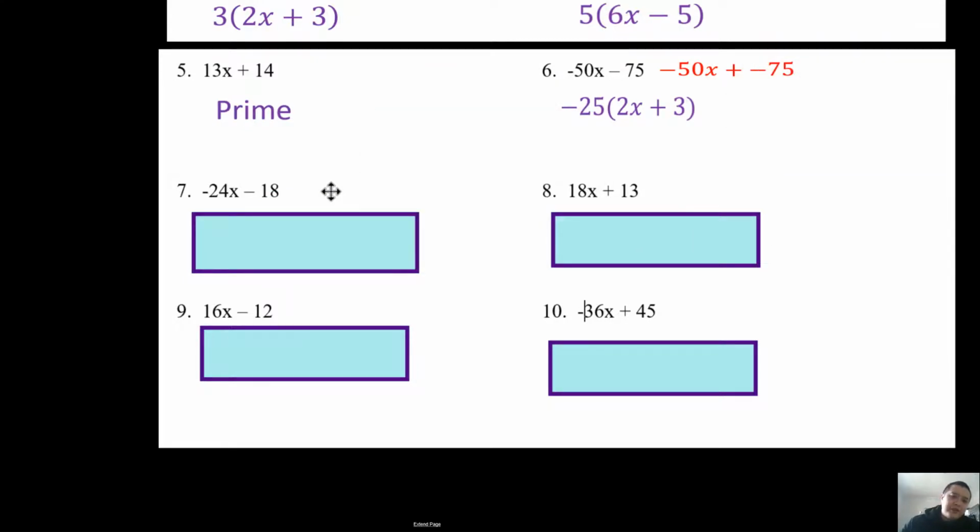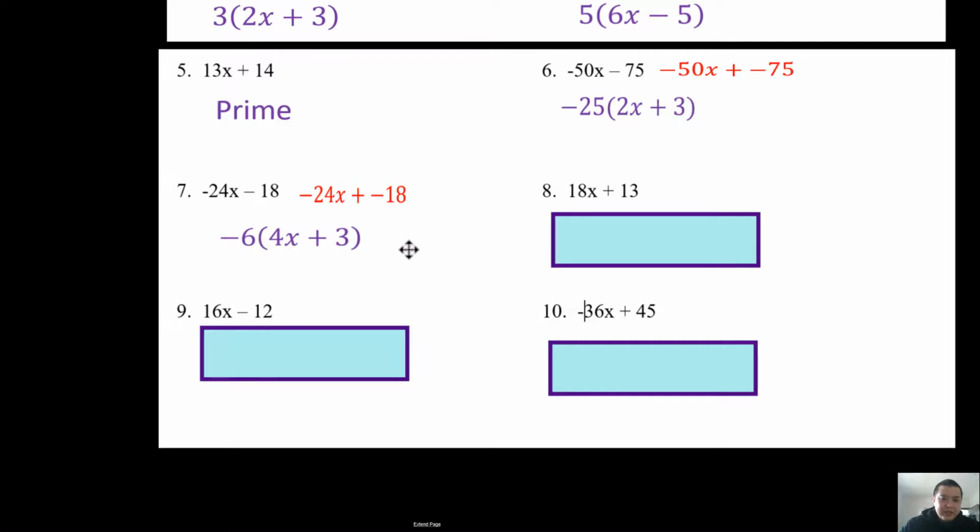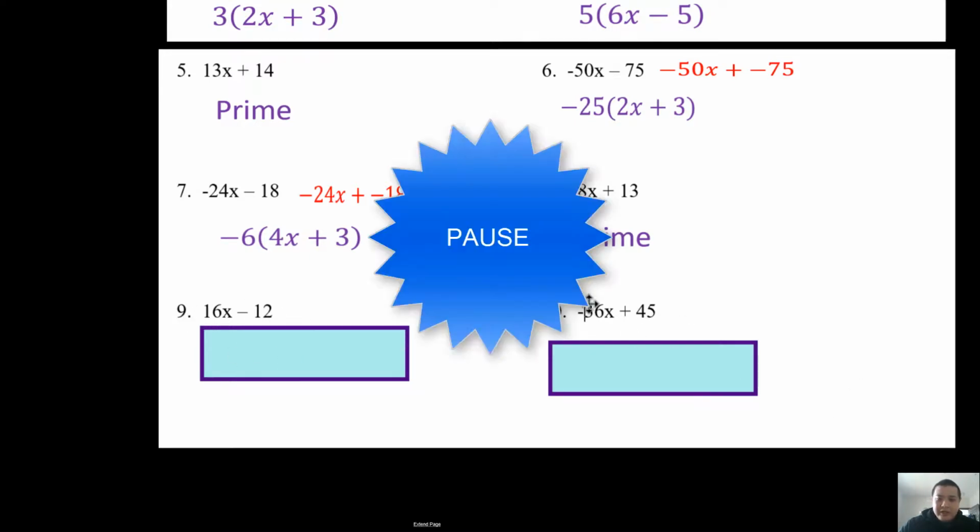The first thing we're going to do with number 7 is rewrite it as negative 24x plus negative 18. We have a negative coefficient, so we're going to factor out a negative 6, which gets us negative 6 times 4x plus 3. Here, 18 and 13, 13 is a prime number, so therefore this is going to be prime right here.